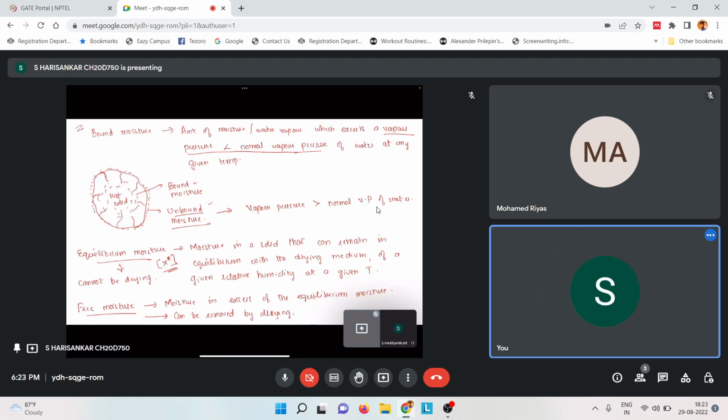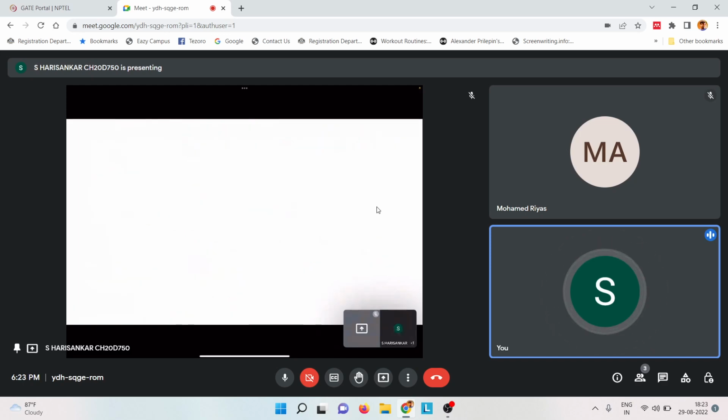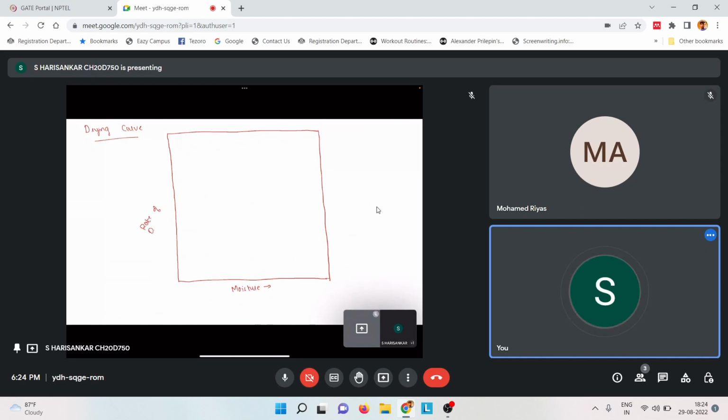Now, let's look into the drying curve. A drying curve is basically a curve between the rate of drying and the moisture content of the wet solid. So, draw it like this. This is moisture and this is rate of drying.